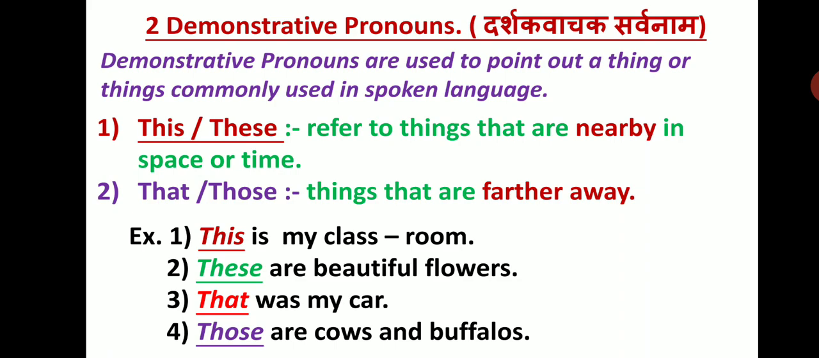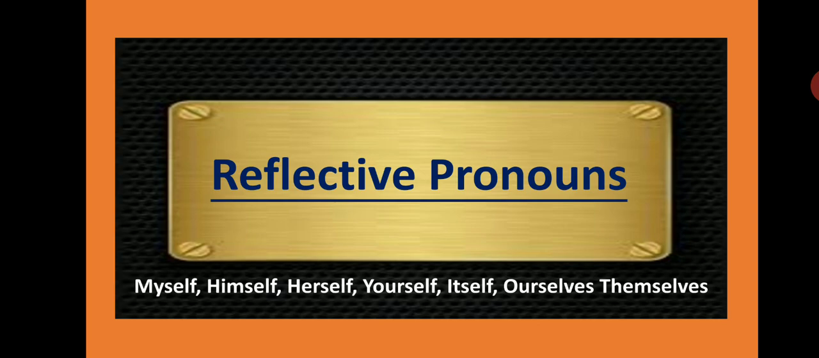See some examples. This is my classroom. These are beautiful flowers. That was my car. Those are cows and buffaloes. Now see the third type of pronouns, that is reflexive pronouns. See reflexive pronouns: myself, himself, herself, yourself, itself, ourselves, and themselves.